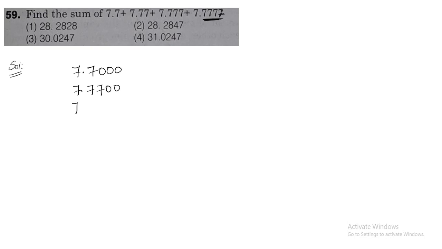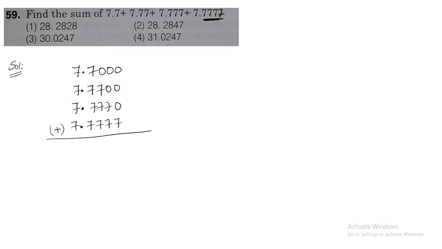Next, the third one I can write as 7.777 followed by 1 zero. Next, the fourth one will be 7.7777. Why I am writing this is so that all the decimals are in the same line. Now I need to do the addition.